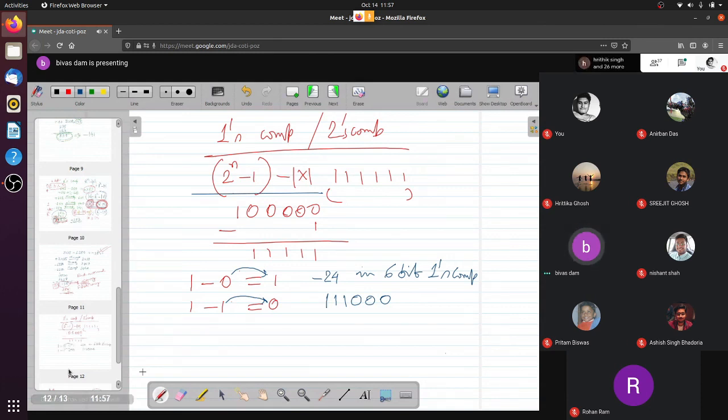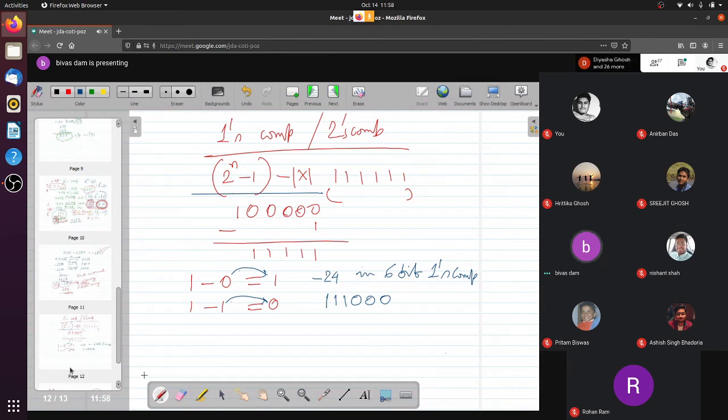That means the first step is to find out the sign magnitude representation of the number considering it to be positive. I emphasize the term considering it to be positive. I am not bothered about the actual sign of the number. Let the original number be positive or negative, I don't bother. Always we should think positive. So assume the number is positive and find out its sign magnitude representation.